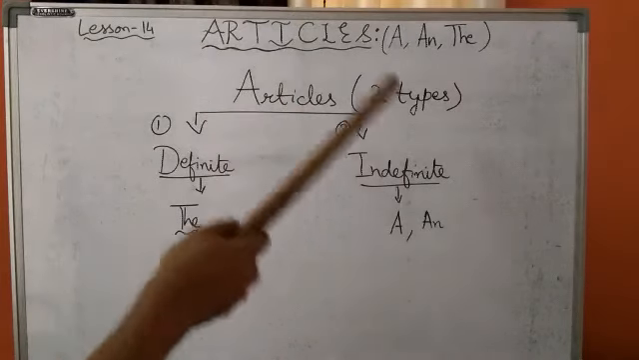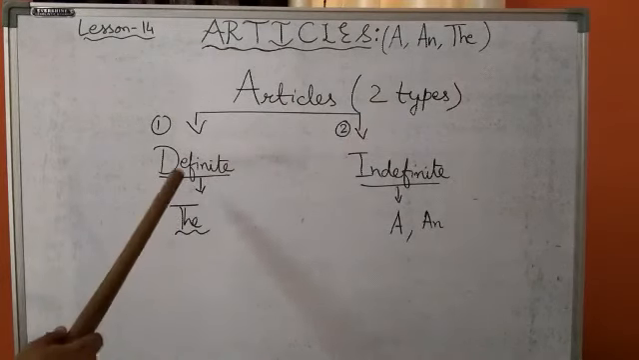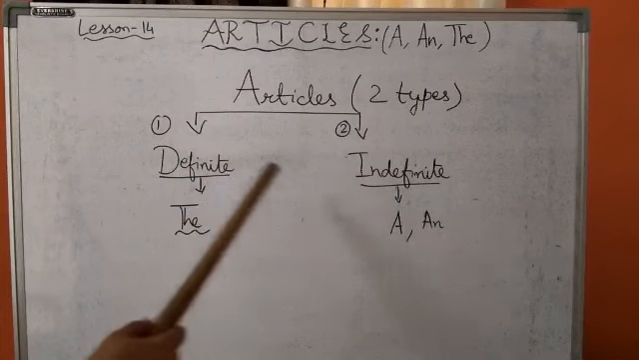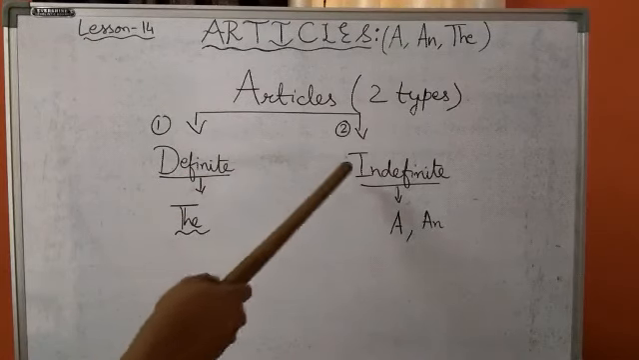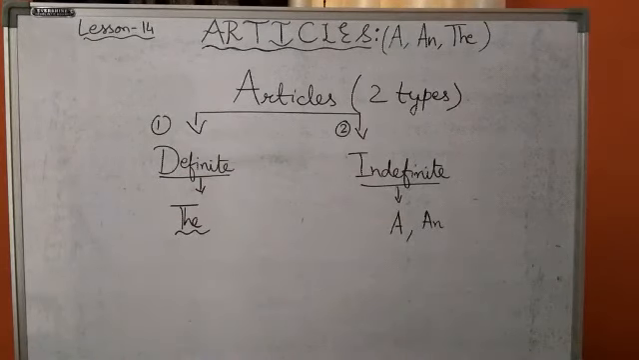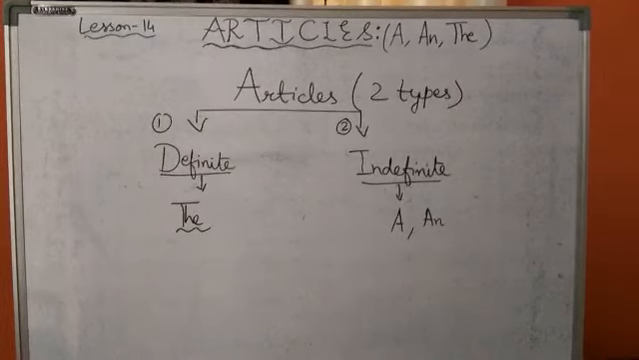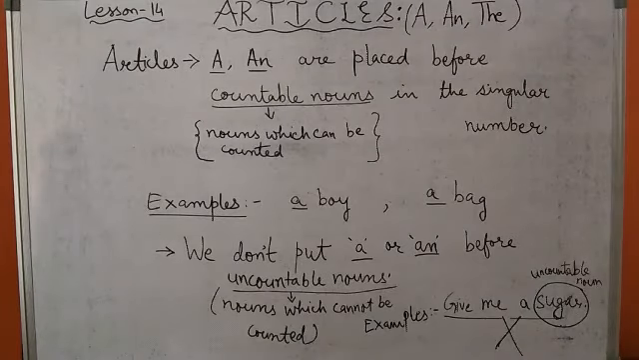Now, articles are of two types. How many? Two types. Number 1, definite. Number 2, indefinite. Definite article, the. Indefinite article, a and an. Let's start with the rules of definite and indefinite articles. Students, let's start with the rules.